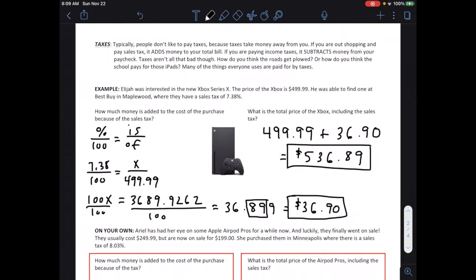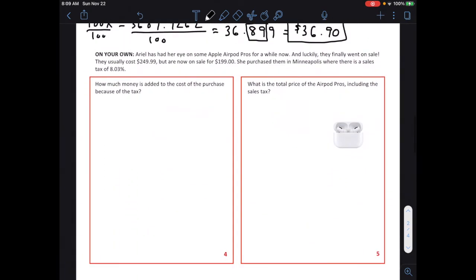All right, so it looks like we have two examples for you to do, or just one actually. It's one example to do on your own. Two questions, but one problem. So you're going to calculate the tax on a set of Apple AirPod Pros. And when you're done, you can continue the video and we'll take a look at another example.